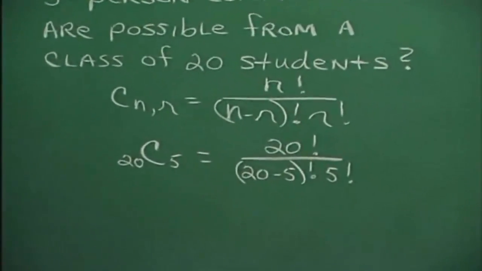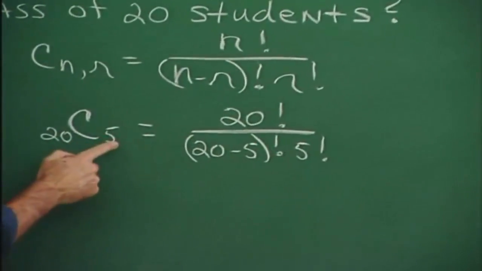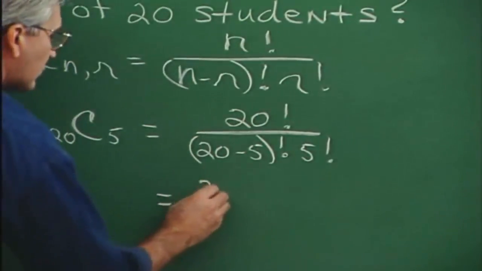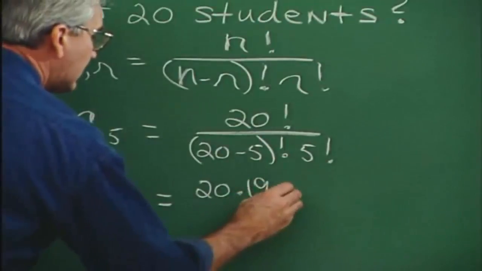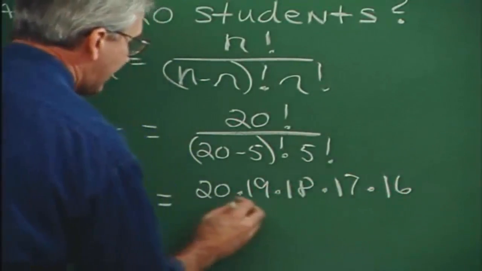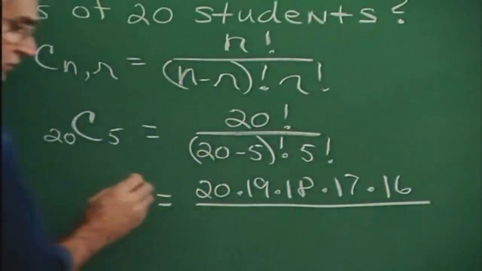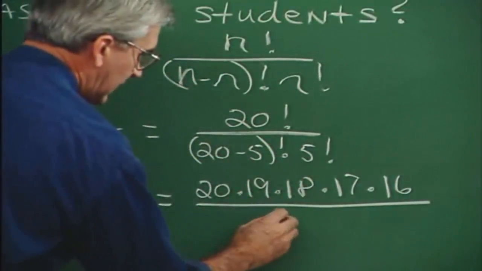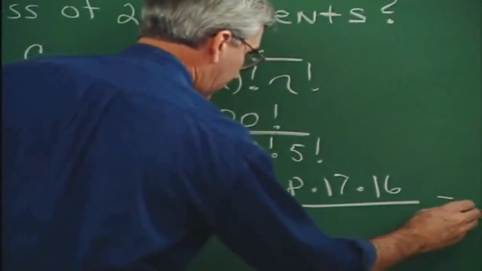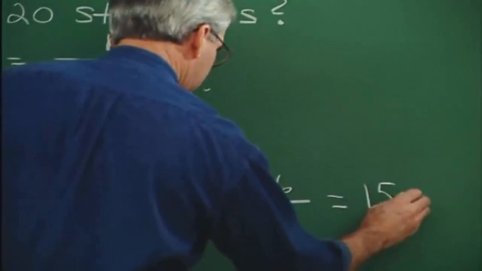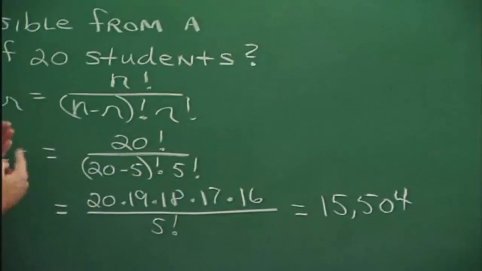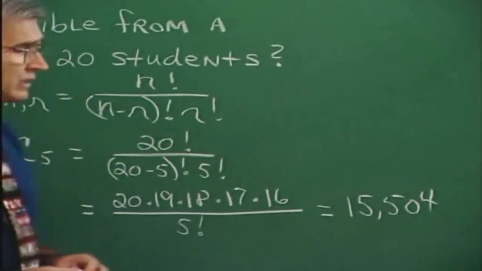Now the shortcut here is to say, well, in the numerator we're going to have 5 factors starting with 20. So we could write this then as 20 times 19, 18, that's 3 factors. Here's 4 factors, here's 5 factors. So 5 factors starting with 20. In the denominator we have 5 factorial. And now when the smoke clears on all of this, it turns out to be 15,504 groups of 5, committees of 5 that can be taken from 20 students.